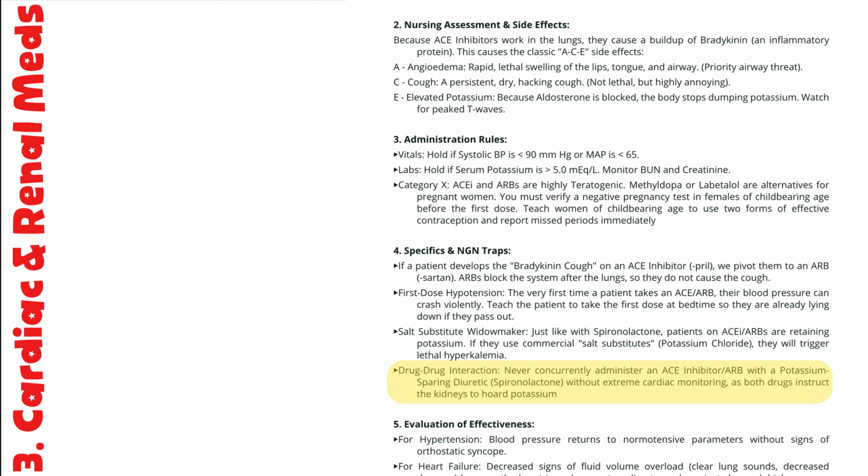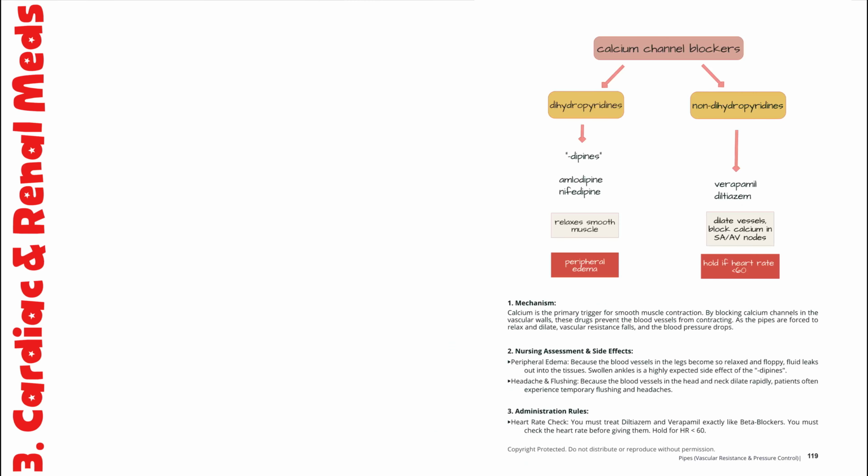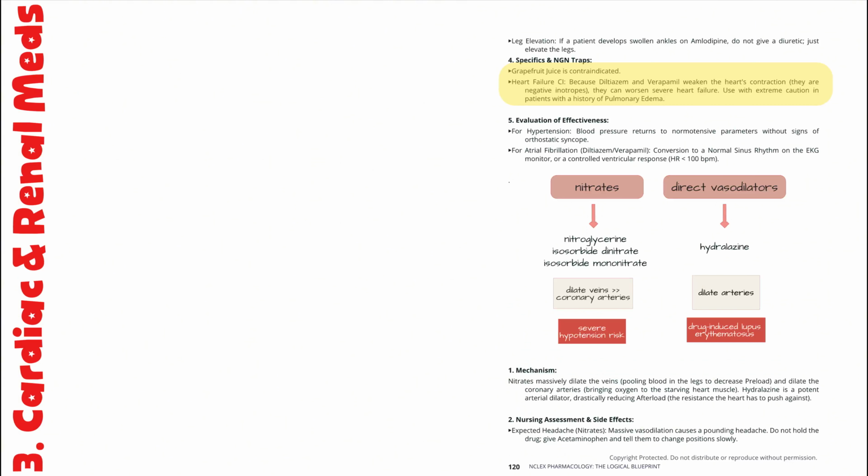One more trap. Never pair an ACE inhibitor with a potassium-sparing diuretic without close monitoring. Both drugs tell the kidneys to hoard potassium. Calcium channel blockers relax the vessel walls. With the dihydropyridine drugs, expect peripheral edema. Swollen ankles are normal here, so elevate the legs, don't reach for a diuretic. Diltiazem and verapamil act more on the heart itself. Hold if heart rate is under 60. And grapefruit juice is contraindicated across this whole class.